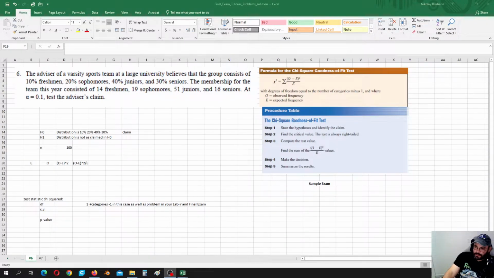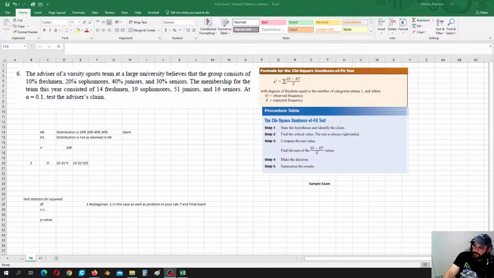Problem number 6. Okay, so this is also a hypothesis testing problem, but now we are not testing for mean or proportion. We are actually checking if the distribution in the categories is the same as expected. For example, let us consider the example, and this is something similar to what you also need to do in lab number 7.